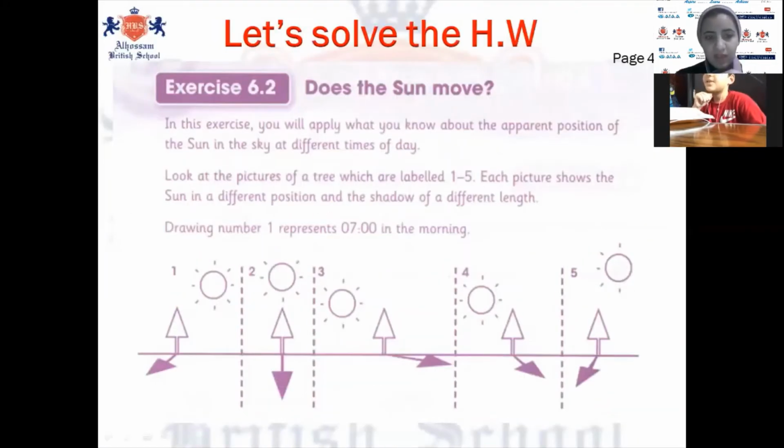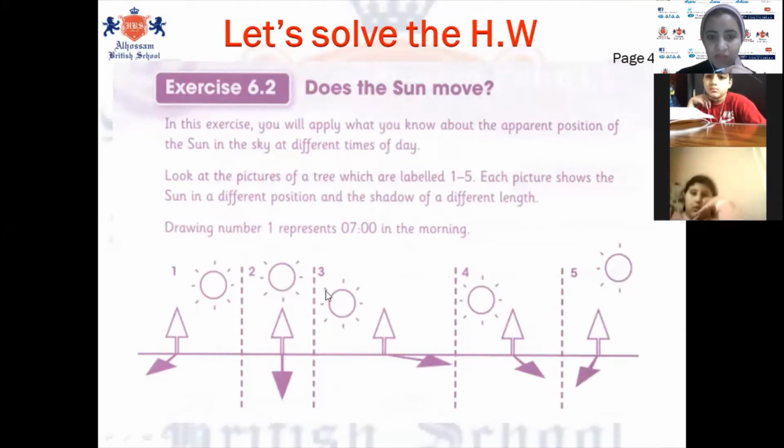Look again. Number 1, this is 7 a.m. Look at the position of the sun and look at the length of the shadow. You have to notice 2 things: position of the sun, length of the shadow. The sun in this position in the morning, this is the east, starts to move to the west. At 10, it will move a little bit.